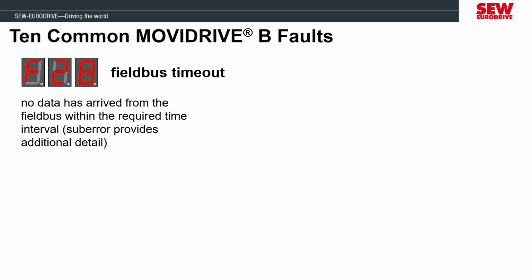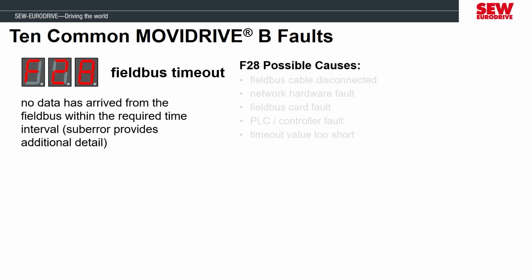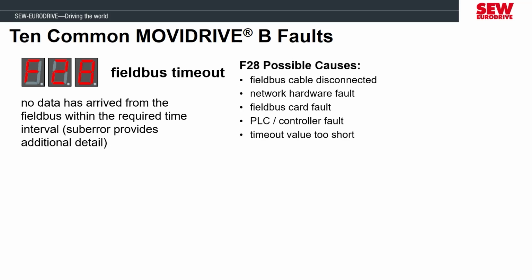The next fault is an F28, which is specific to MOVIDRIVEs that use a field bus for control. This fault occurs when the upper level device, like a PLC, is no longer communicating to the field bus card in the MOVIDRIVE. Potential causes for this are disconnected cables or the upper level device's program has been stopped.